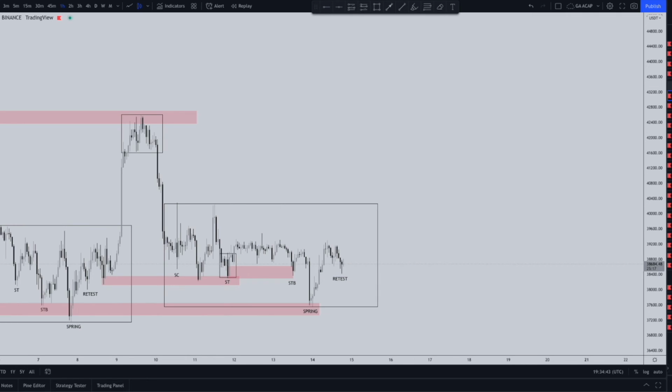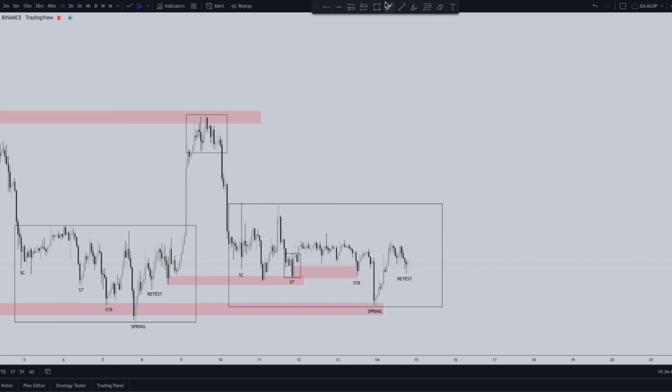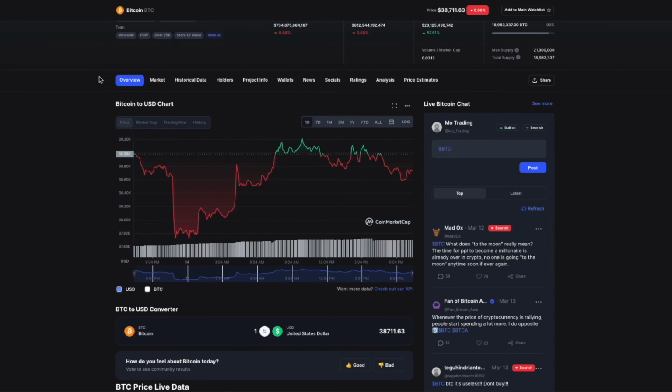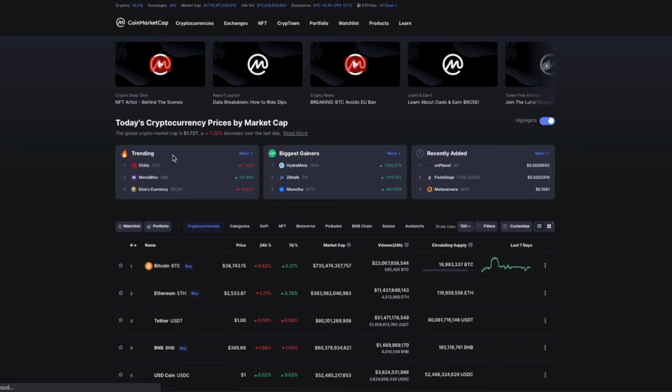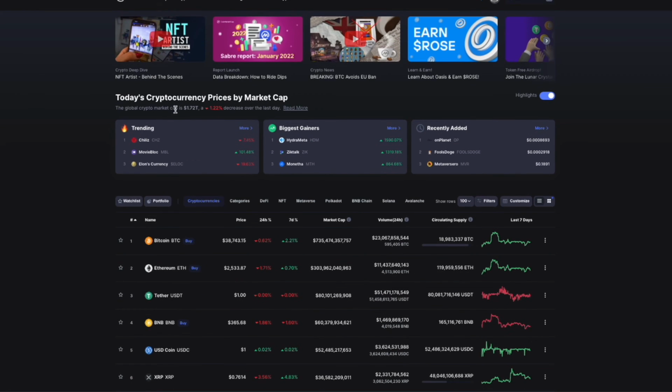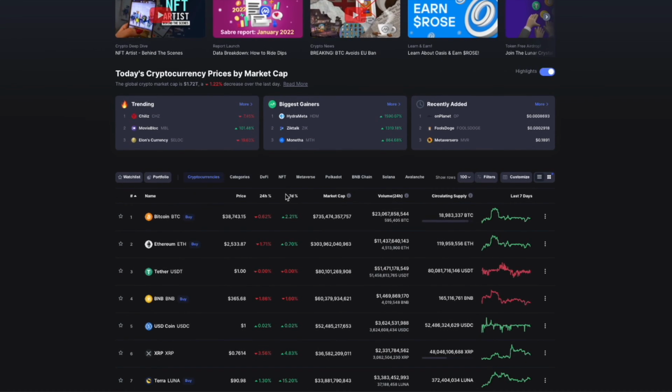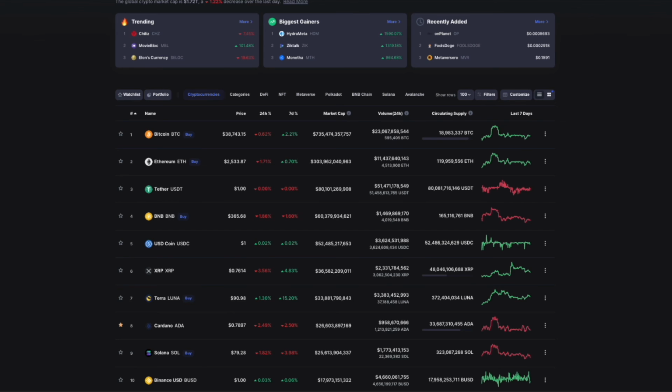But if we check the overall market, you see the overall market is a bit bearish. Let's go back to CoinMarketCap to see. You can still see the crypto market cap is still at 1.72 trillion, still well below the 2 trillion mark, let's be real.